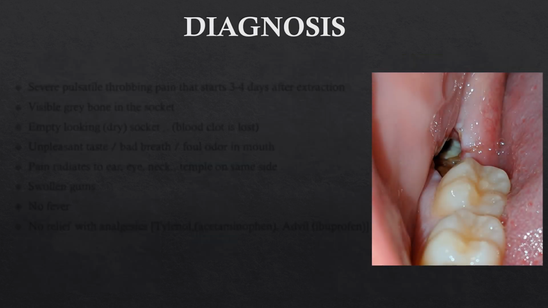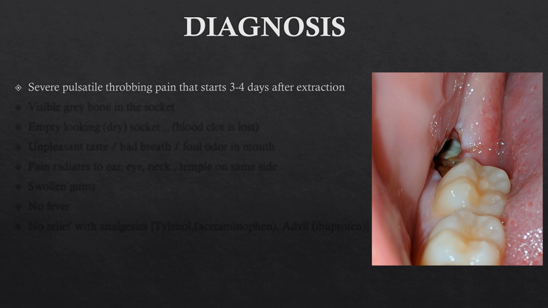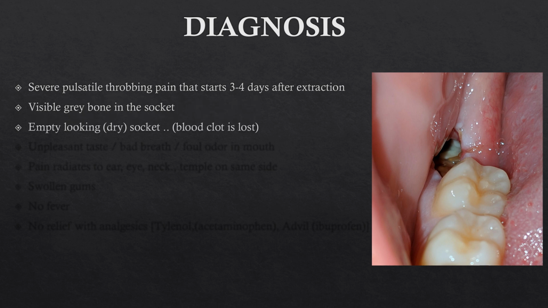There are some telltale signs that confirm the diagnosis of dry socket. First, the patient experiences severe, pulsatile, throbbing pain, and the characteristic feature is that this pain usually starts 3 to 4 days after the extraction. Seen clinically, we can see gray bone in the socket, as seen in the picture on the right. And the socket is dry and empty looking because the blood clot is dislodged.